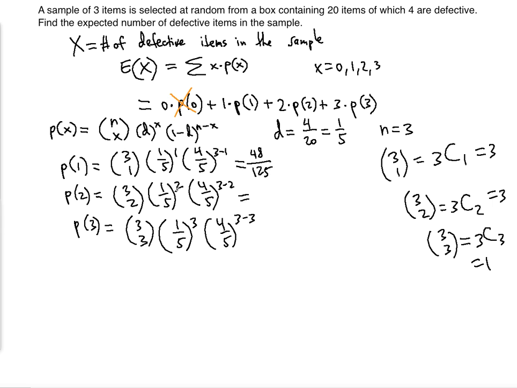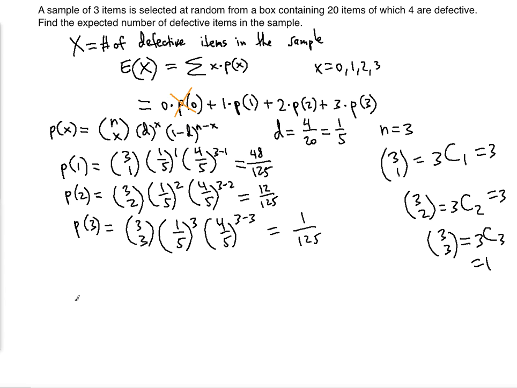This is 3, and this is 4. 4 times 3 is 12, and again 125. So the bottom number is the same, always 125. This is 1, so this is just 1 out of 125.